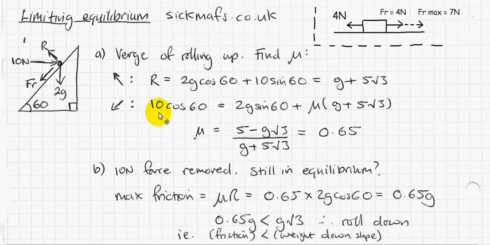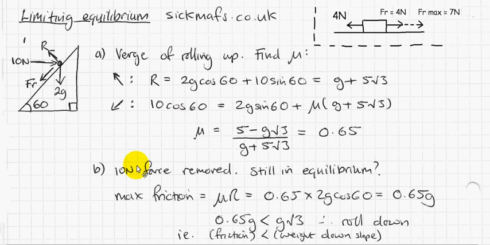10 cos 60, by the way, as we said earlier, cos 60 is equal to half, so half times 10 is 5, so that's that 5. Take away 2g sine 60, which is basically g root 3, so take away g root 3, divided by this stuff, equals 0.65. So the coefficient of friction mu is 0.65, and that's done.